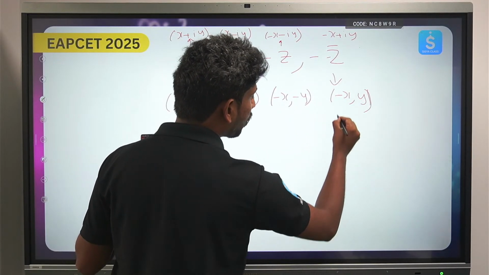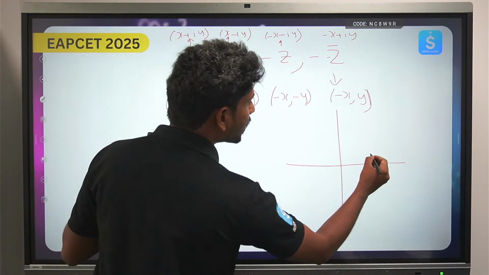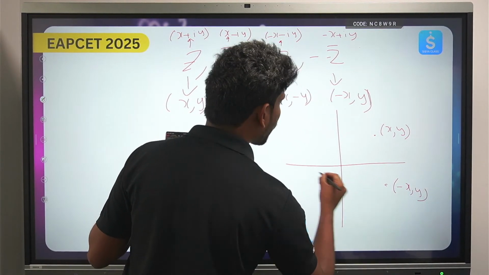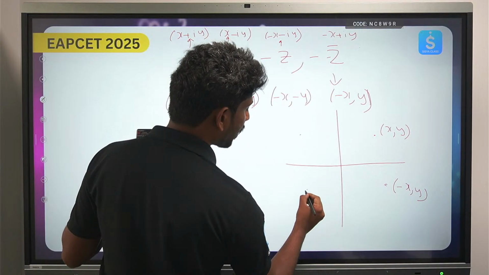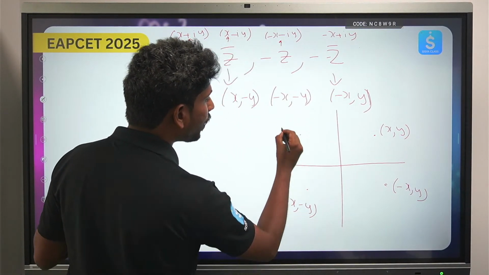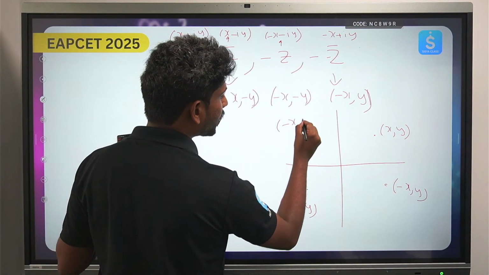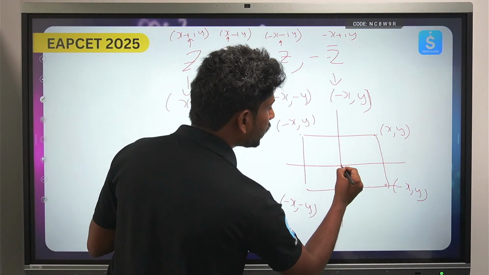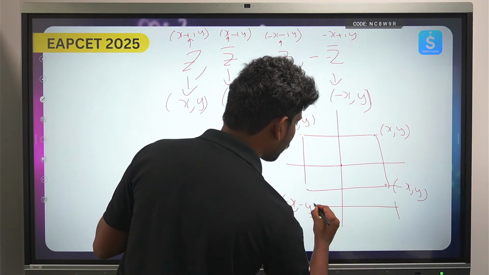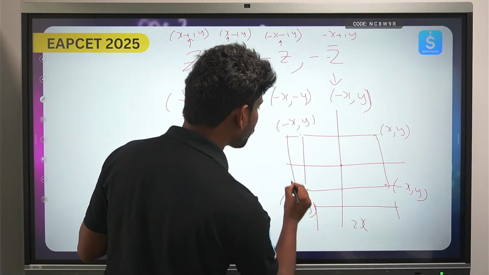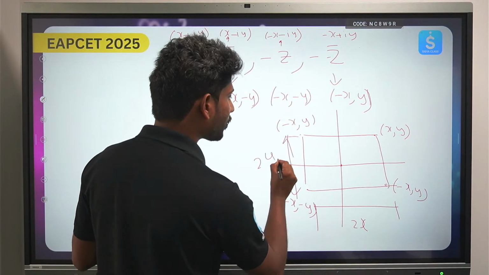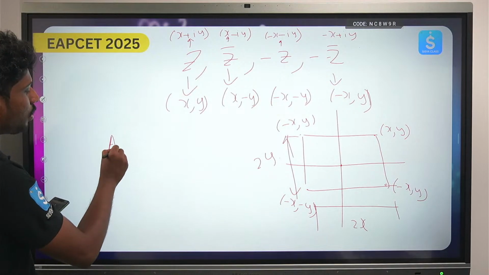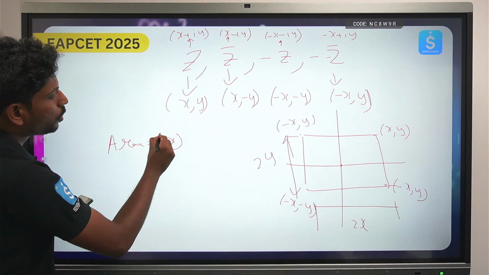Now if you try to see the coordinates on the coordinate system, x comma y is somewhere here, a point, then minus x comma y is a point here. Minus x comma minus y will be somewhere here, and you have x comma minus y, so you have this. So we have a rectangle formed on the coordinate system. Now we know that this length will be 2x and this breadth will be 2y, just from the coordinate system. Now what will be the area of this rectangle? The area will be 2x into 2y.